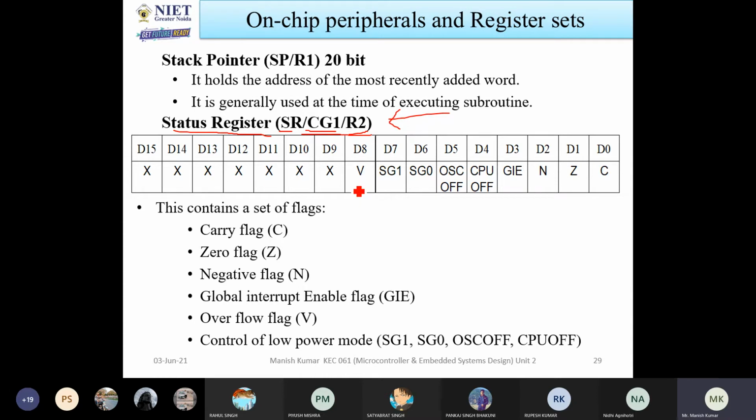It is 16-bit. You can see that from D0 to D15 there are 16 bits, and from D9 to D15 it will not be used. We will only use D0 to D8. D0 is used for the carry flag, D1 for the zero flag, D2 for the negative flag, D3 for the global interrupt enable flag, D4 for CPU off, D5 is oscillator off, D6 is SG0 off, D7 is called SG1, and D8 is called V, that is the overflow flag.